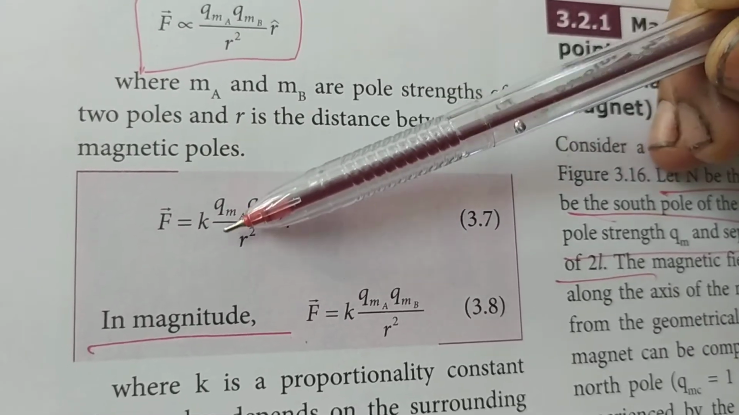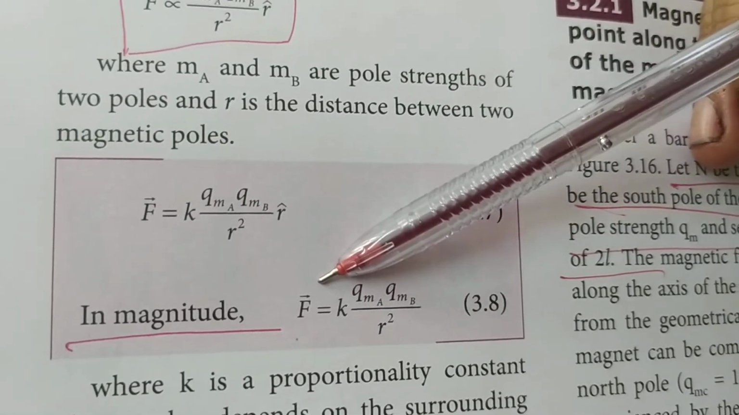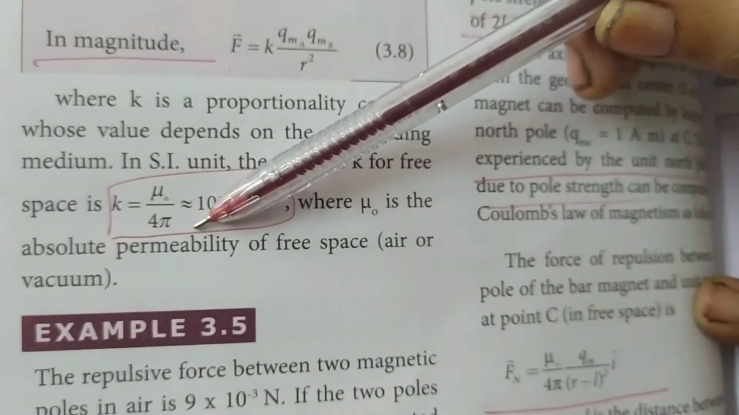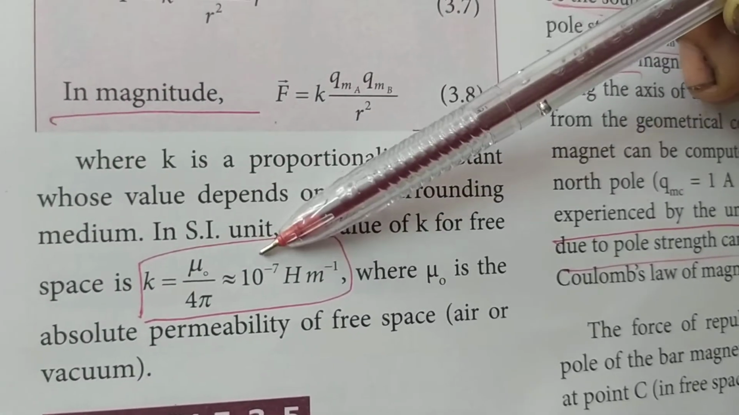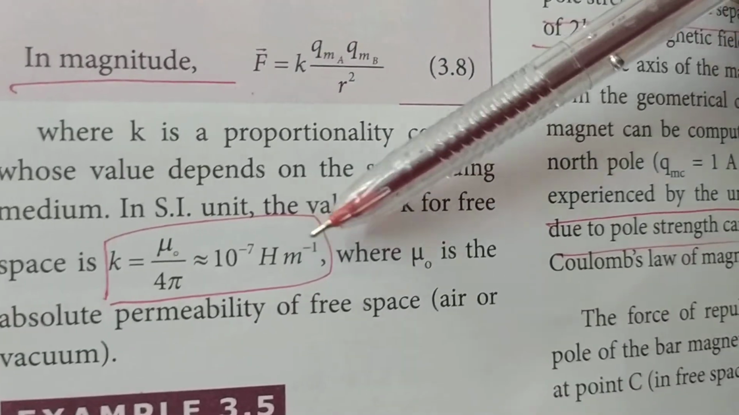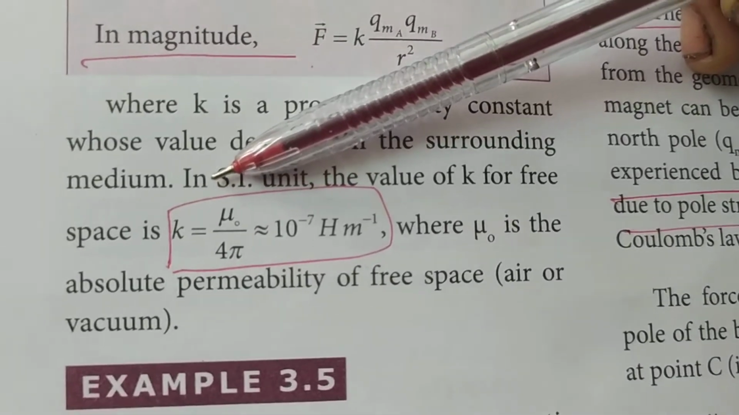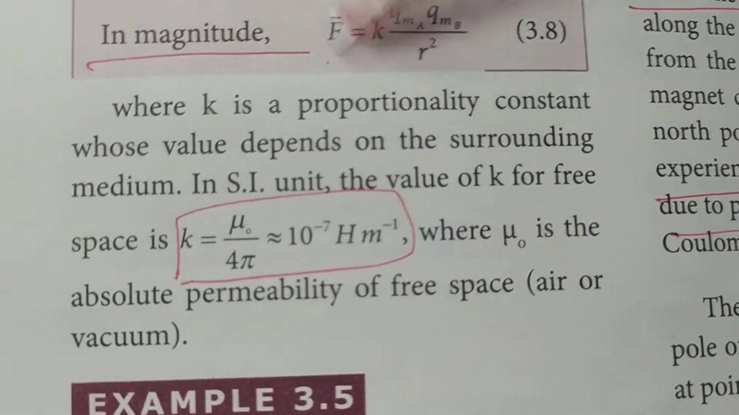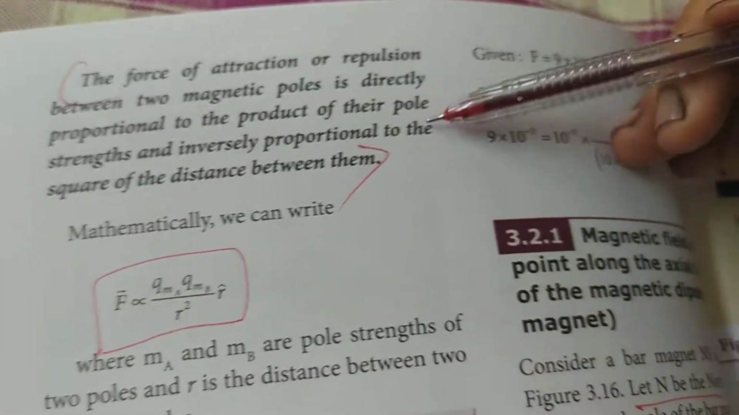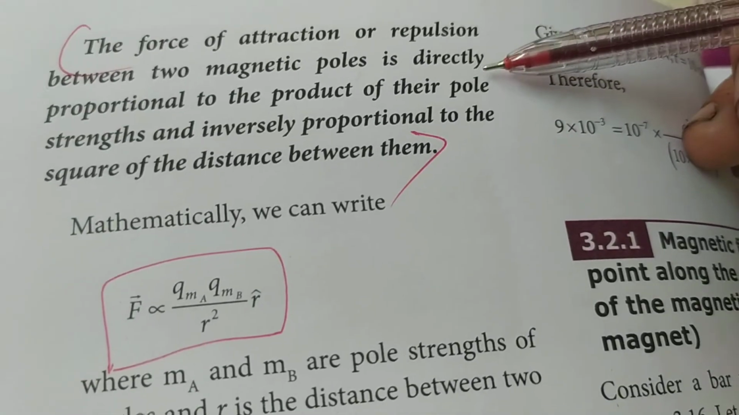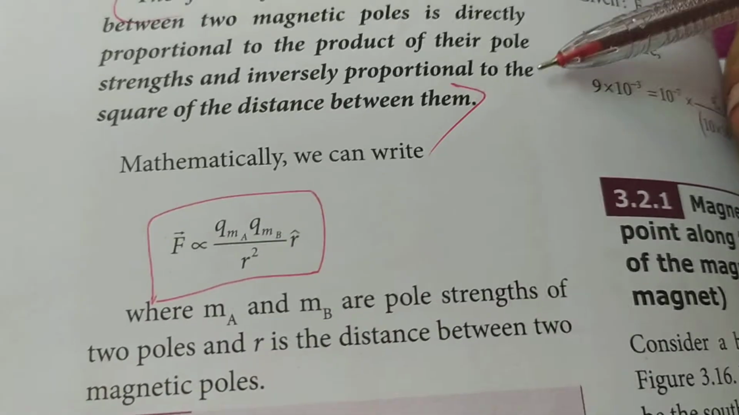So F vector is equal to K. This is the proportionality constant. This proportionality constant K is nothing but mu naught by 4 pi. Mu naught is the permeability of free space, whose value is 10 power minus 7 Henry per meter. Here we are using mu naught, whereas in electricity we are using epsilon naught. So this is about Coulomb's inverse square law of magnetism, which you have studied in the electricity chapter. There, instead of pole strengths, we are using charges, but here pole strength is taken.